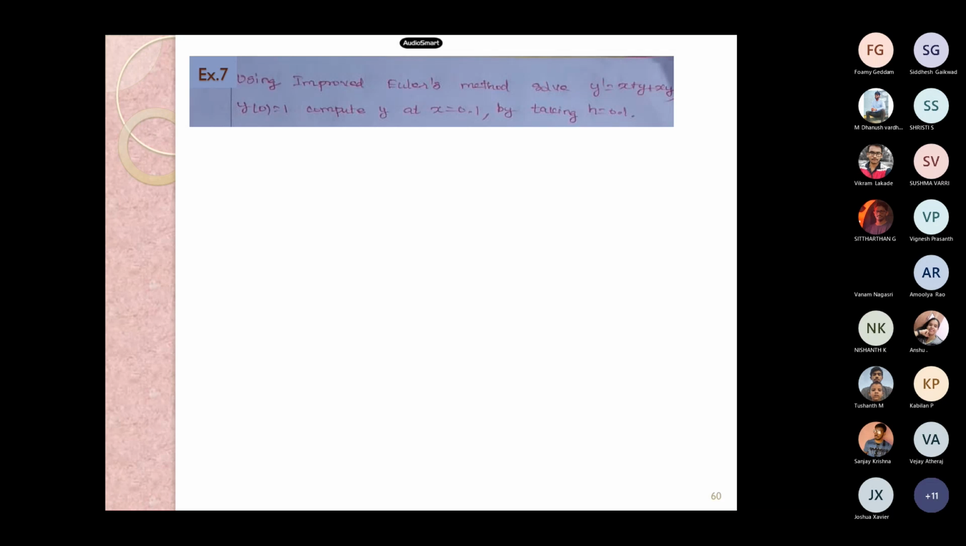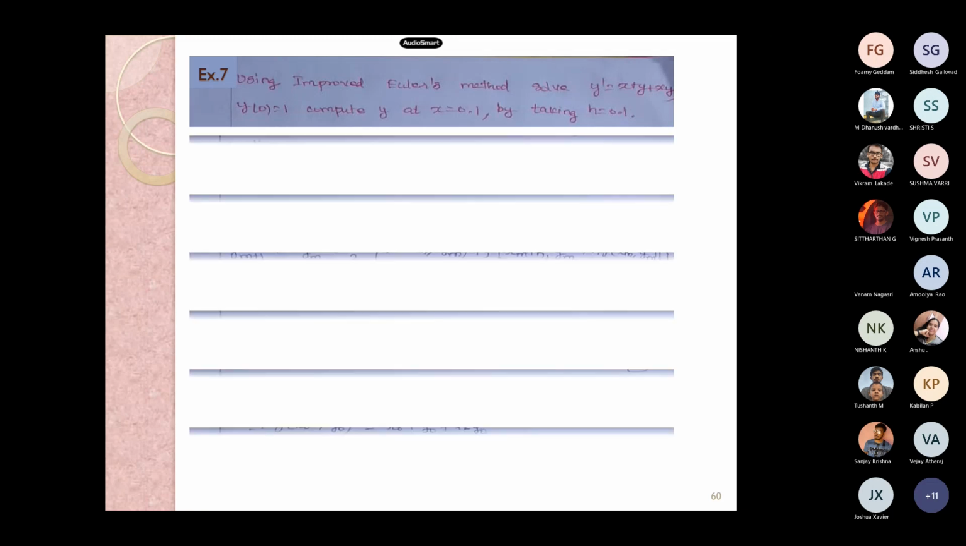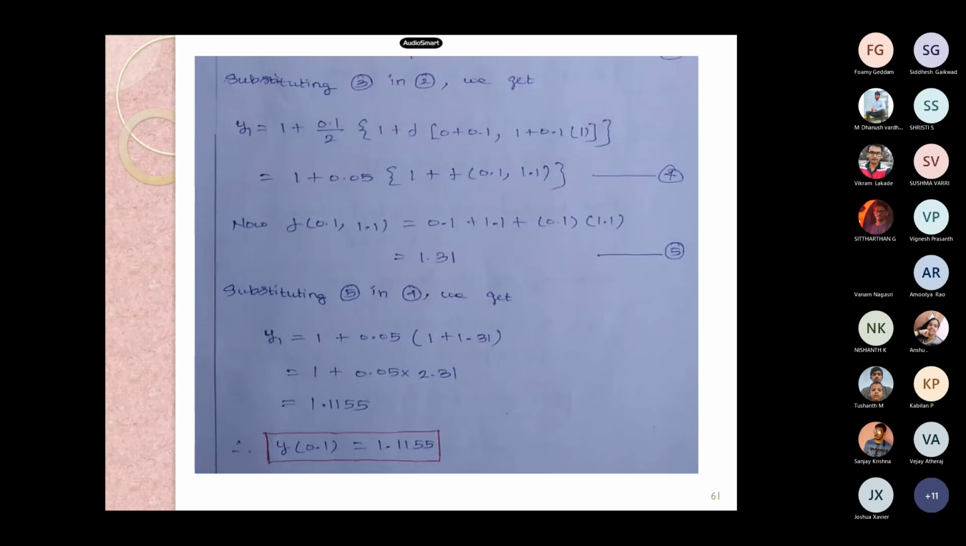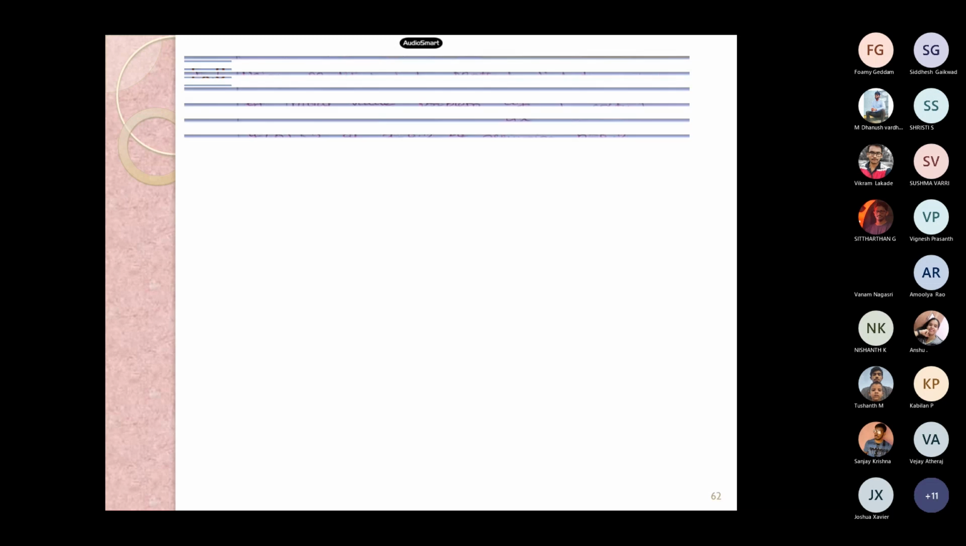And using improved Euler's method, solve y dash is equal to x plus y plus xy, and y naught, that is y of 0 is equal to 1. Compute y at x is equal to 0.1 by taking h is equal to 0.1. Take the formula, apply the basic information, you'll get f of x naught comma y naught as 1, and then apply in the given formula, you'll get f of 0.1 and 1.1 as 1.3. Therefore y of 0.1 is equal to 1.1155.